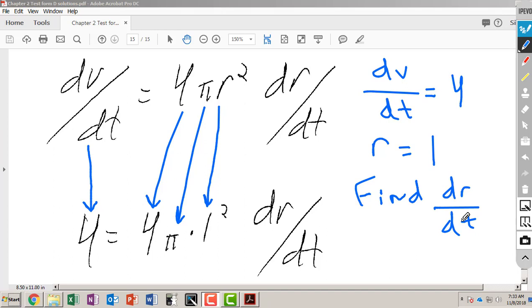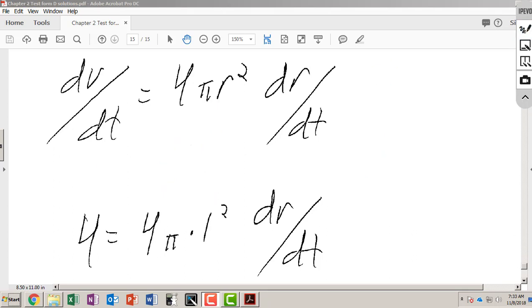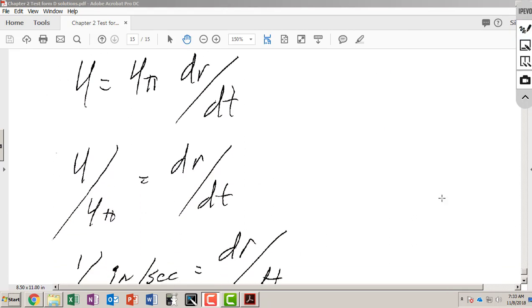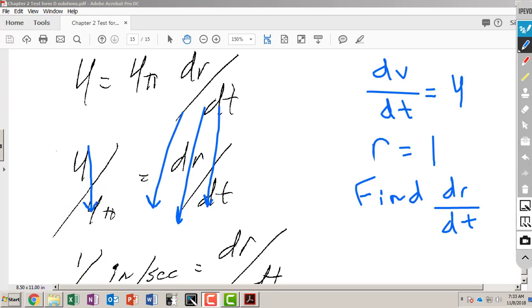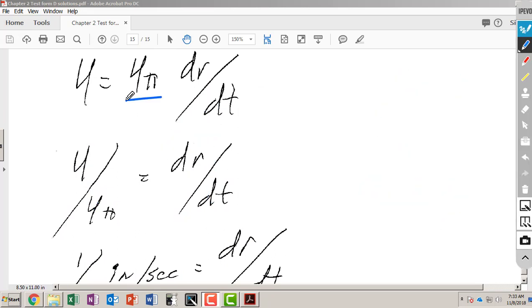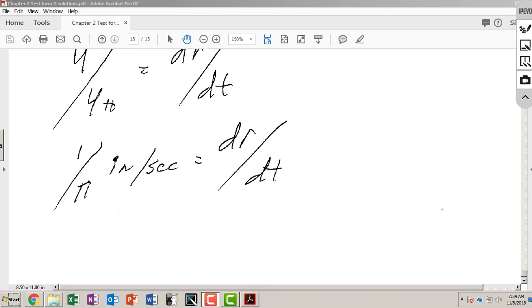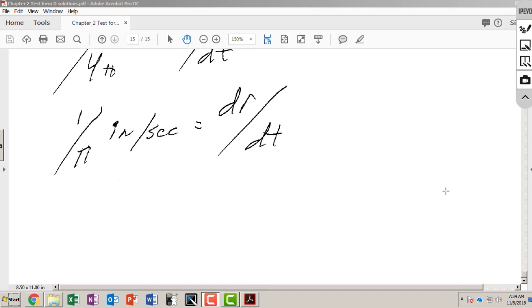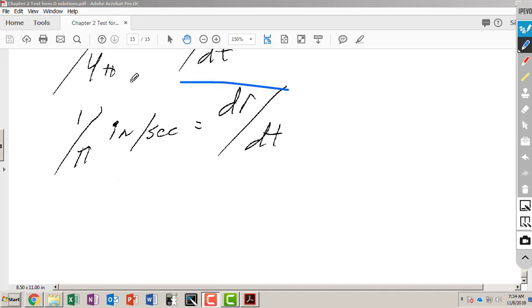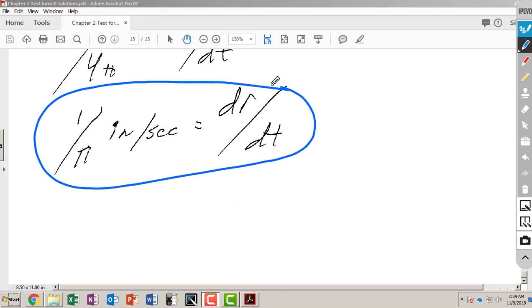So I take 4 pi times 1 squared, that's going to give me 4 pi. That all equals 4. So my last step is just to divide both sides by 4 pi. And when I divide both sides by 4 pi and simplify it down, 4 divided by 4 pi, the 4's cross out, and you're just left with the answer of 1 over pi inches per second. And that is our unit. So that would be the answer to the change of the radius with respect to time.